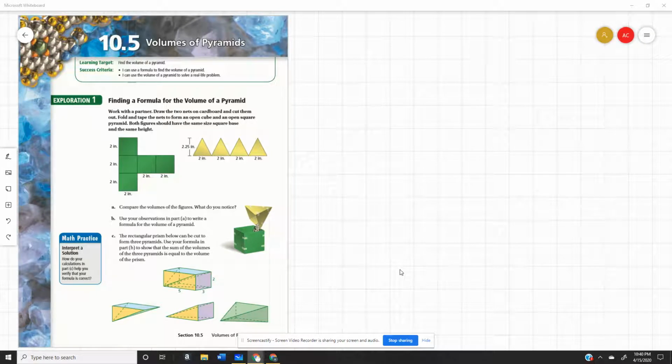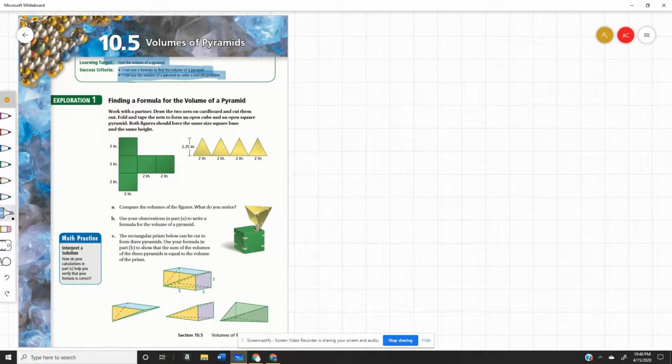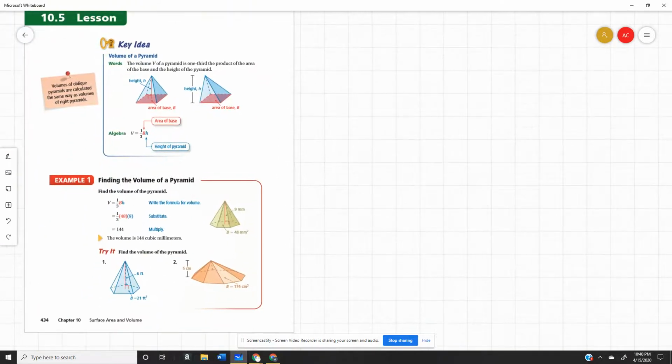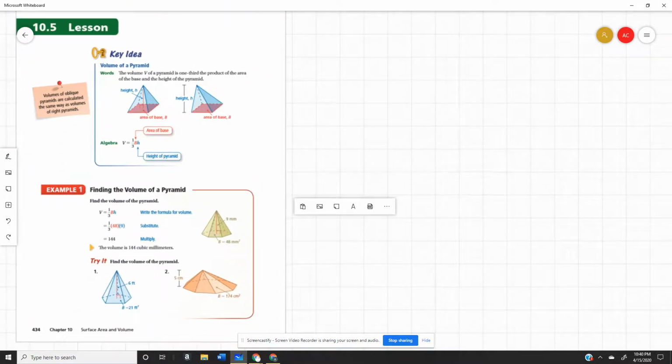Welcome to 10.5 Volume of Pyramids. Today our learning target is to find the volume of a pyramid, and our success criteria is going to be measured by our ability to use a formula to find the volume of a pyramid and use the volume of a pyramid to solve a real life problem. Okay, so let's go ahead and jump right into the key idea.